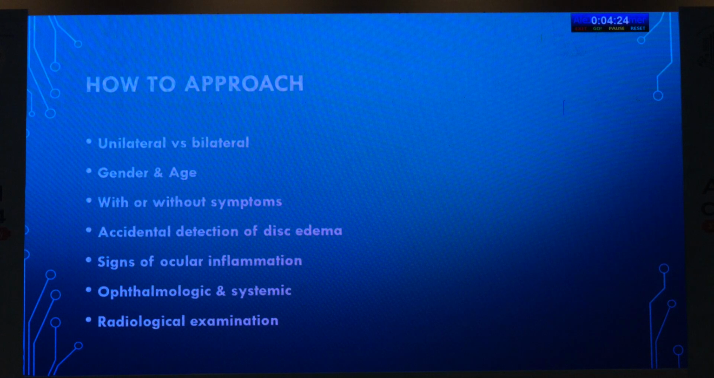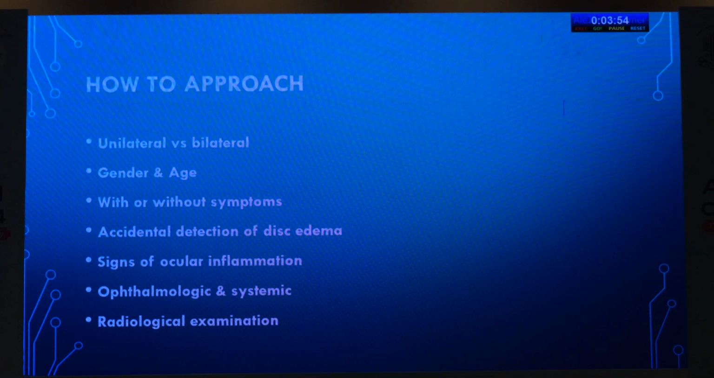The patient may have come for some other reason, or may be referred from another department, physicians, neurology or obstetrics, to look for the disc edema and comment on it. We have to look at whether this is a unilateral or bilateral disc edema. Gender and age are very important. As we discussed, idiopathic intracranial hypertension and papillitis are more common below 50, and anterior ischemic optic neuropathy is more common after 50.